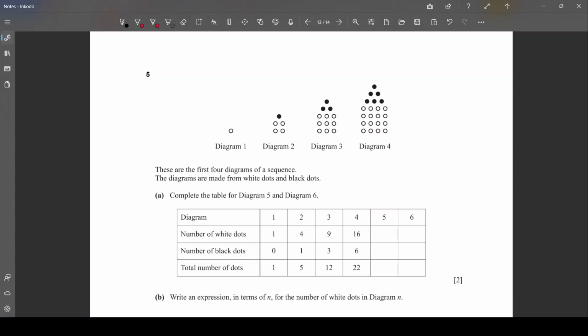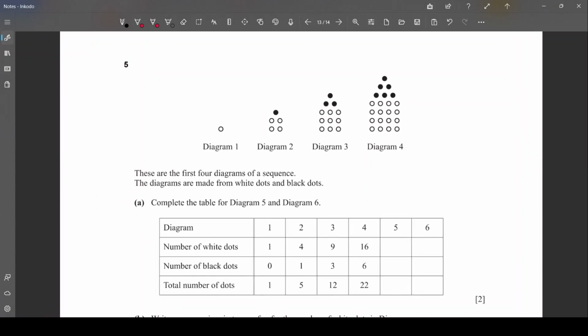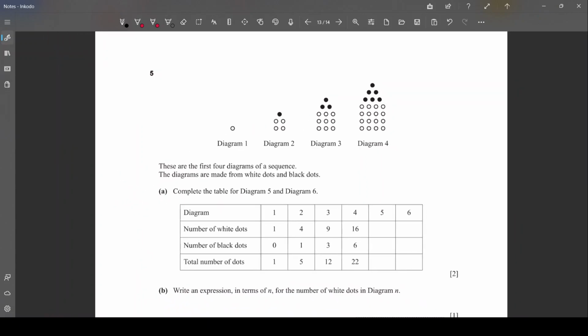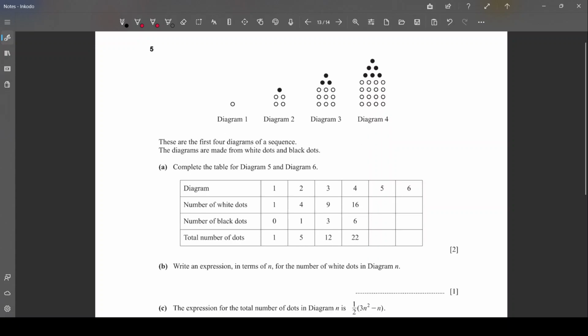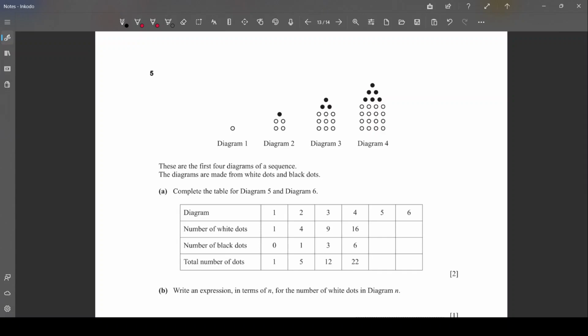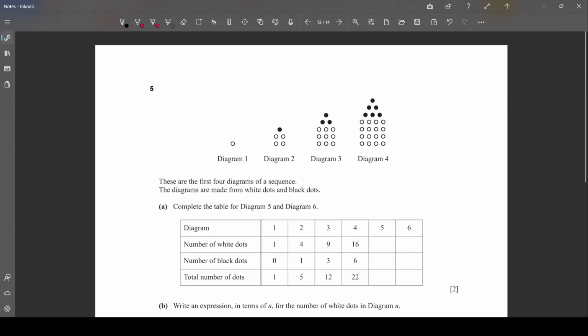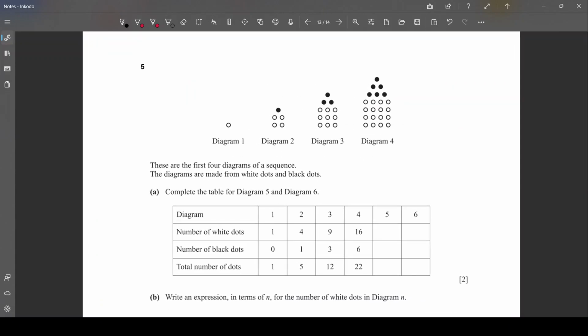So welcome back. This is part 2 of sequence. In part 1 I discussed 4 questions. This is part 2, continuing from the 5th question. So let's start this question. These are the first 4 diagrams of the sequence.